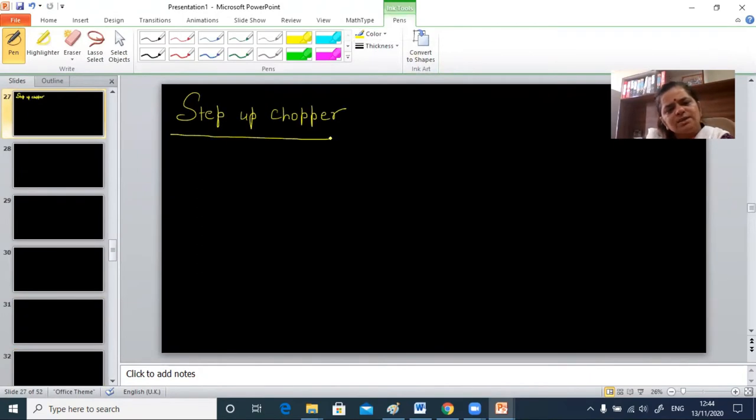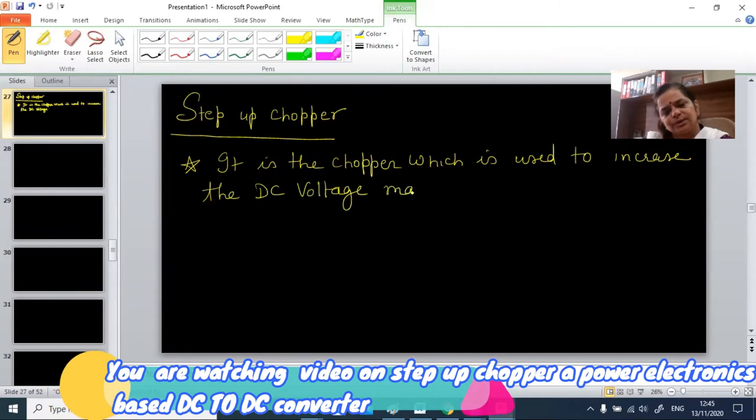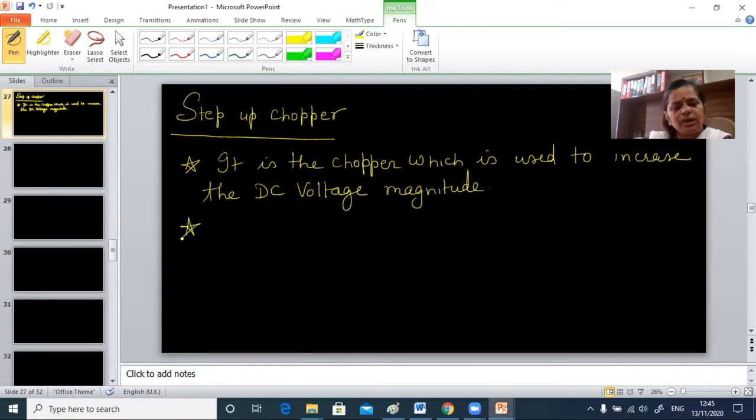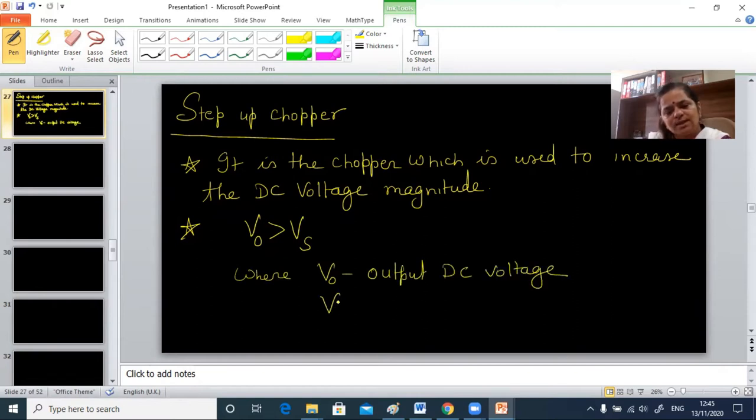So what do you understand by step-up chopper? As the name indicates, it is the chopper which is used to increase the DC voltage magnitude. That means if I represent the output voltage by V0 and the input supply voltage by Vs, then V0 will be greater than Vs, where V0 is the output DC voltage and Vs is the input DC voltage.